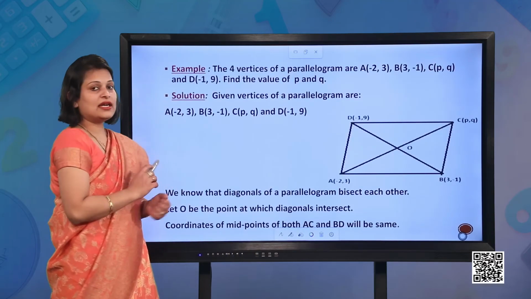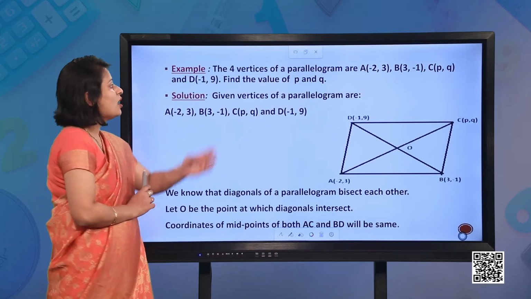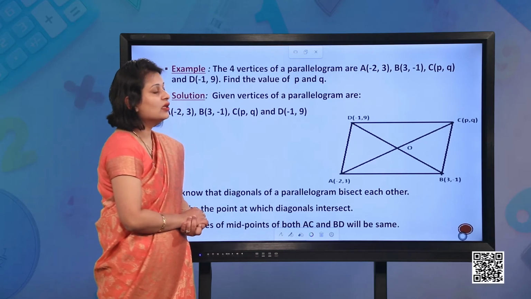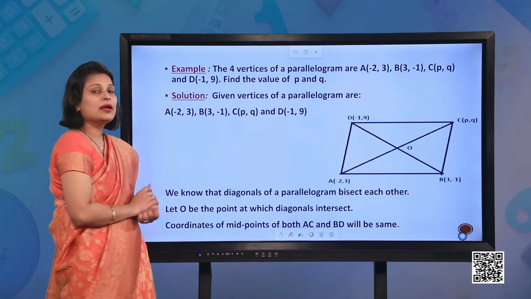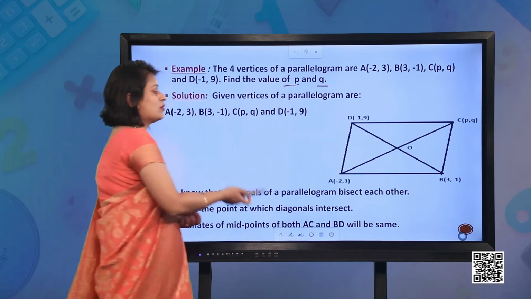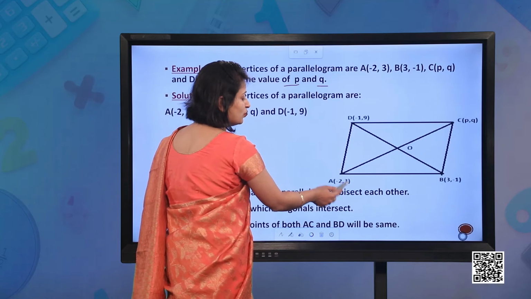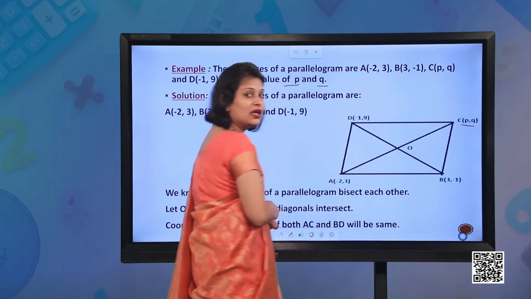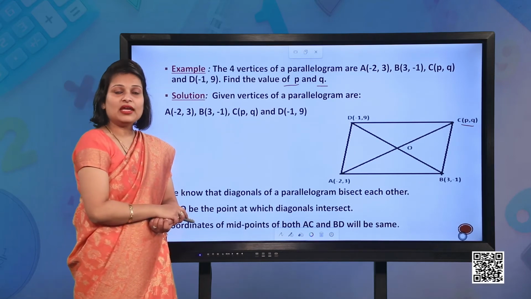Now let's understand it with the help of an example. The 4 vertices of a parallelogram are A(-2, 3), B(3, -1), C(p, q) and D(-1, 9). Find the value of p and q. Now since we have a parallelogram ABCD whose vertices are given, A as (-2, 3), B as (3, -1), C as (p, q) and D as (-1, 9), we need to find out the value of p and q.